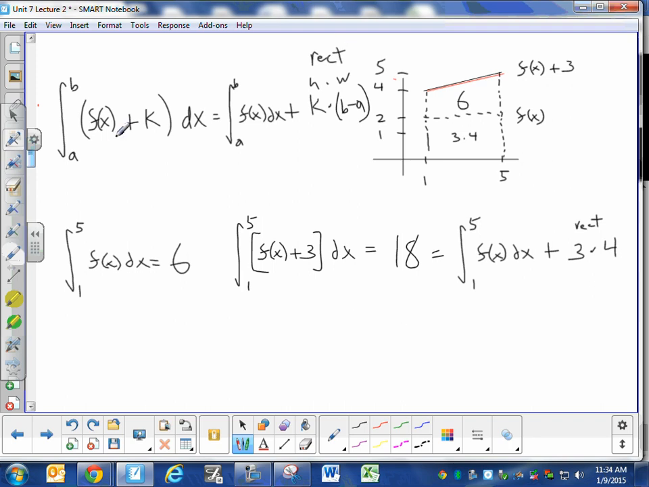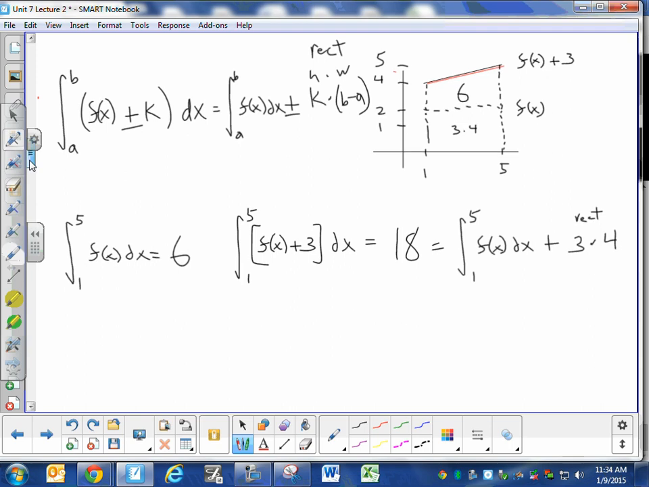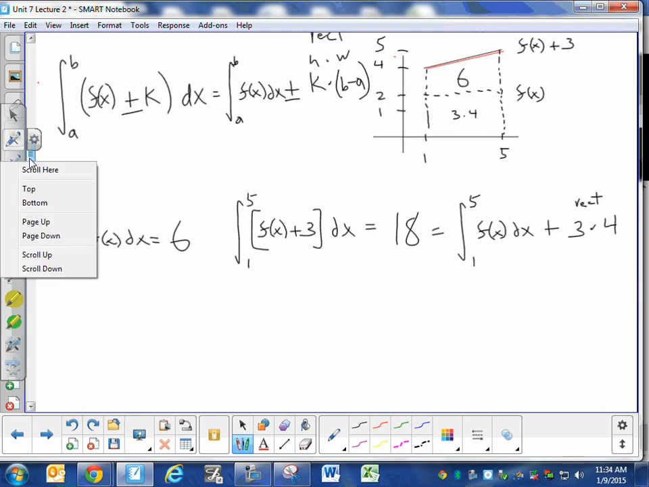Now this would go as well if you're subtracting a value. If you're subtracting a value, what you would be doing is subtracting a rectangle's worth of area. So you can make this plus or minus. Okay. Once we move into the connection between calculus and these areas, there's another way to see this rectangle's worth of area that I'll show you. Okay. So that's your next property.